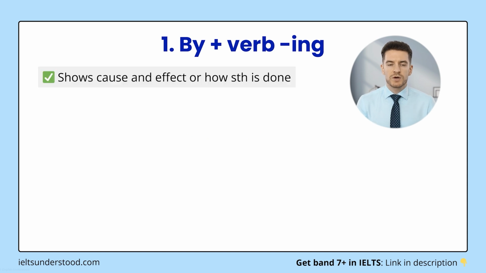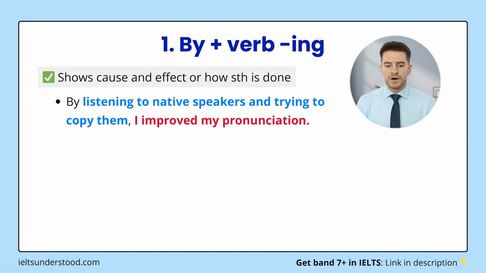We can use this one when we want to show cause and effect or how something is done. So let's look at an example. By listening to native speakers and trying to copy them, I improved my pronunciation. So you might be thinking, well, Shane, why have you got the first part in blue and the second part in red? Well, the reason is the blue is the cause and the red is the effect. The red is the result.